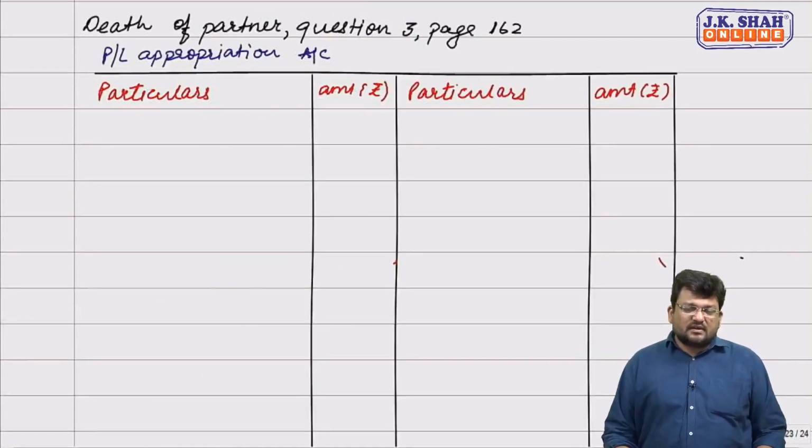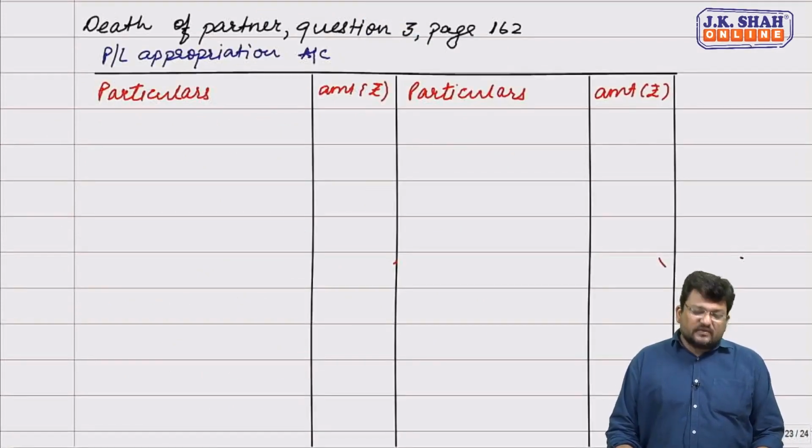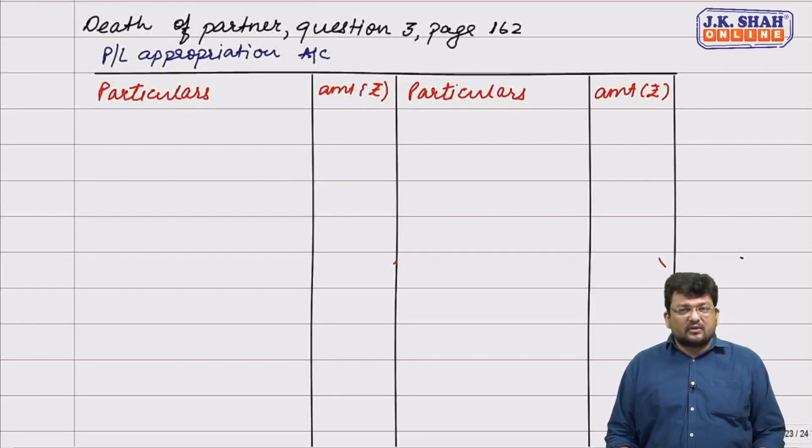Friends, question 3 in death of partner, page number 162. What is given? A, B and C are partners sharing in ratio 2:1:1. They close their books on 31st December each year. So accounting year they are following is calendar year. A died on 28th of Feb 2011. B and C decided to share future profits in the ratio 3:2.